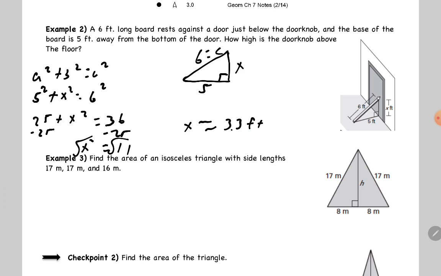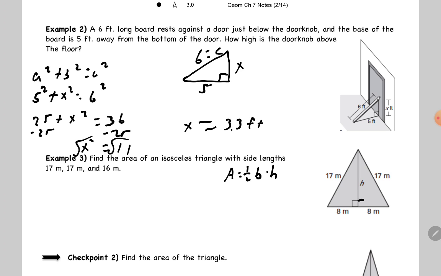Example 3, find the area of an isosceles triangle. If you don't remember what an isosceles triangle is, two sides of the triangle are the same length, being 17 and 17. And we want to find the area of this triangle. So remember, area of a triangle is 1/2 the base times height. So we need to find out what h is.